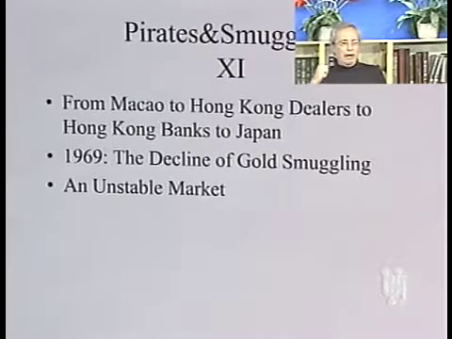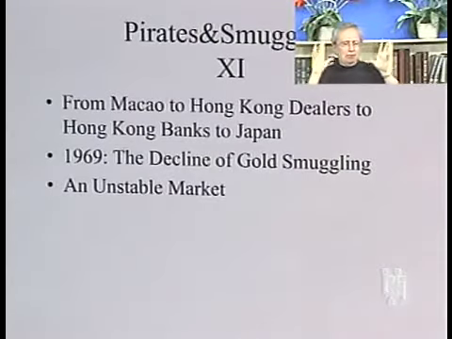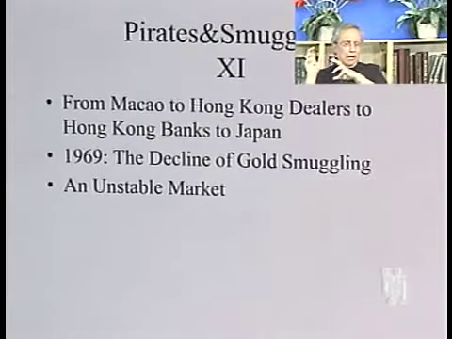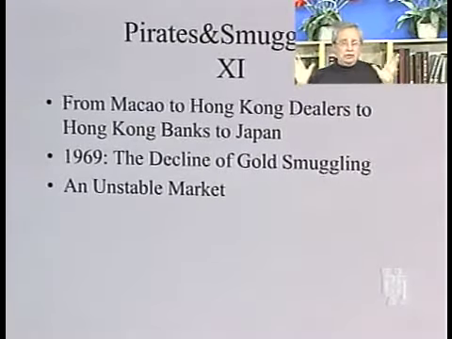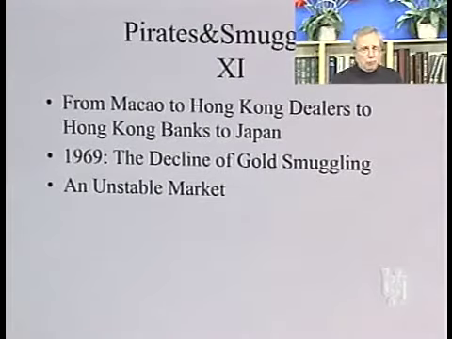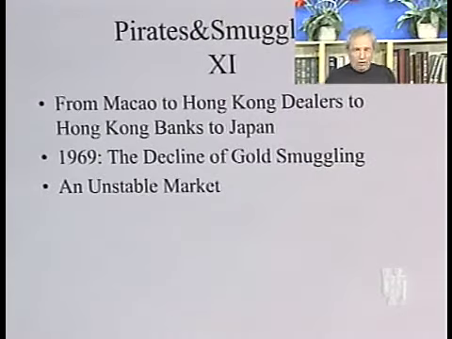They go back through banks in Hong Kong where the gold is now supposedly legitimate. You know, it's been deposited by local people. But then the bank can use it and ship it out as supposedly legitimate gold, non-smuggled gold, into these countries when in fact the whole process is a process of smuggling. From the time of getting the gold into Hong Kong until it's shipped out into another economy, all of this is a smuggling process.